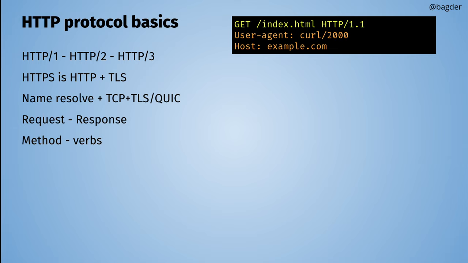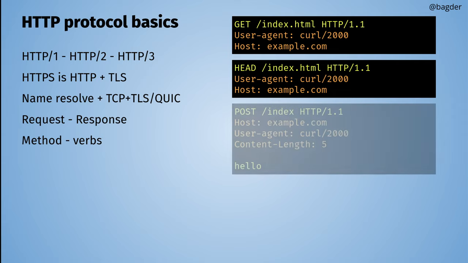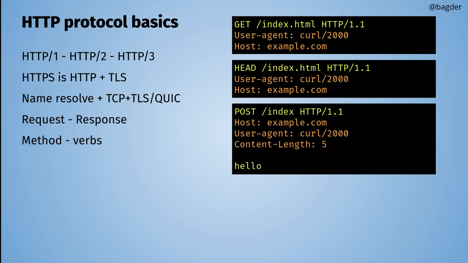Sometimes you want them there for features and so on. Here's the User-Agent header. It basically says which client is asking for this. This is curl 2000, very fancy user agent. You can do the same thing, but with a different method, a different verb called HEAD. It looks identical, but it's a different method. Or you can send data to the server by sending a POST in this case. And then the data follows the headers. As you can see here, the last header says Content-Length. That's the length of the data that follows. So hello, that's 5 bytes, Content-Length 5.